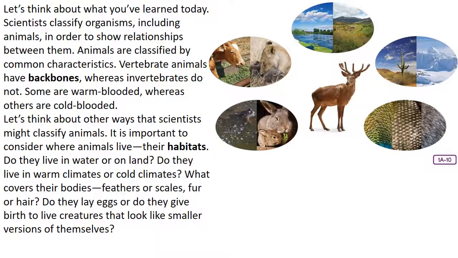Let's think about other ways scientists might classify animals. It is important to consider where animals live, their habitats. Do they live in water or on land? Do they live in warm climates or cold climates? What covers their bodies? Feathers or scales? Fur or hair? Do they lay eggs or do they give birth to live creatures that look smaller than them? Like little tiny small versions of them.